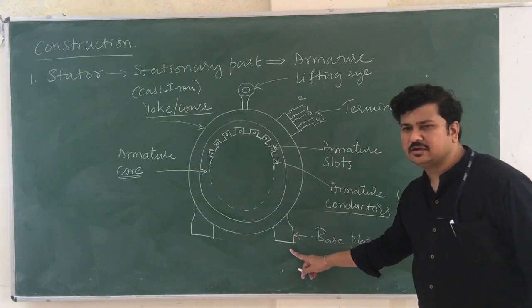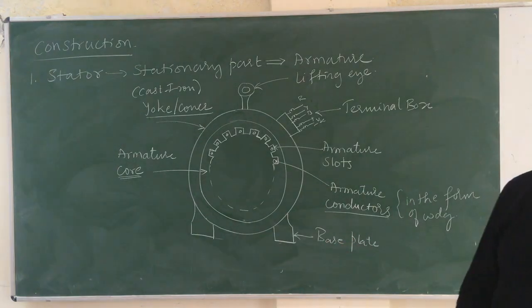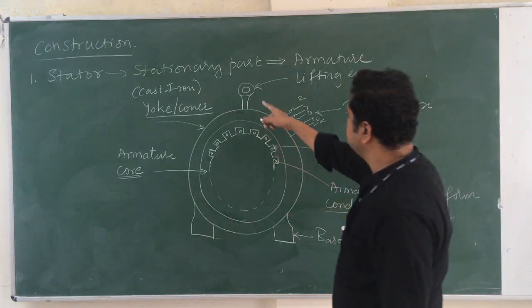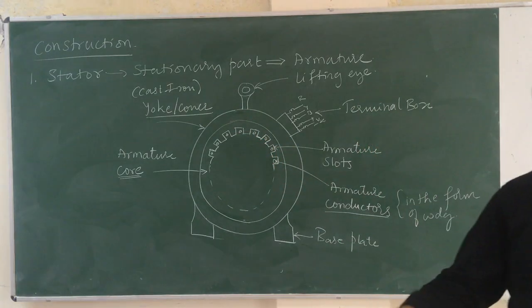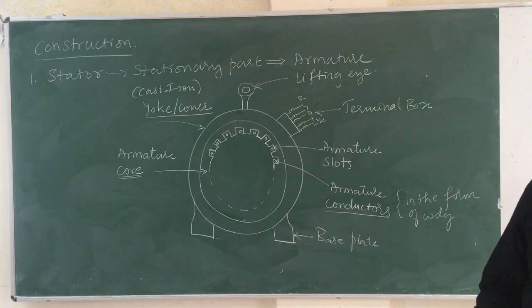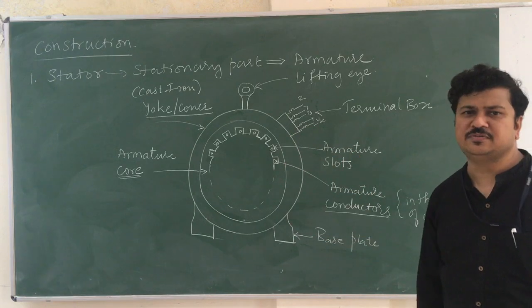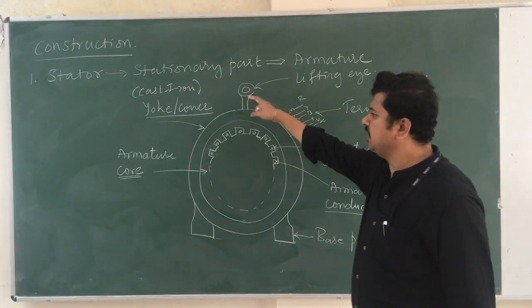This is a base plate. Base plate in the sense a platform where I can keep the machine. It is simply a stand-like structure. This is the lifting eye, the lifting eye hook. If I have to lift it, I cannot lift it with both my hands. It will be extremely heavy. If the generator is very large, I should be using cranes for this lifting, so I should be using hooks, and this will be the lifting eye.